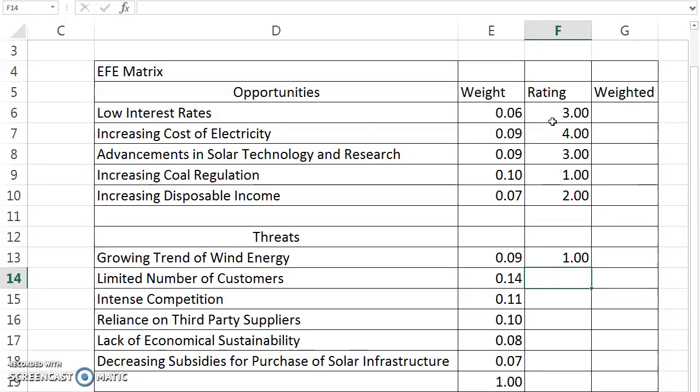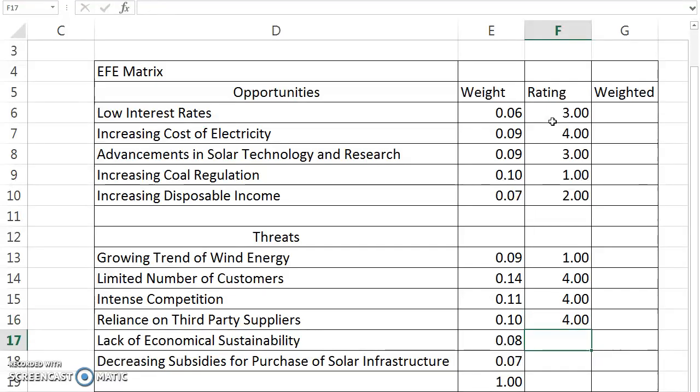Limited number of customers. How have they responded to this? Average 2, above average 3, superior 4. Maybe they have responded in a superior fashion. I'll give them a 4. How about the competition? Maybe they bought a competitor out. Maybe they've responded in a superior fashion. I'll give them a 4. Reliance on third-party suppliers. Maybe they bought a supplier. I'll give them a 4 there.